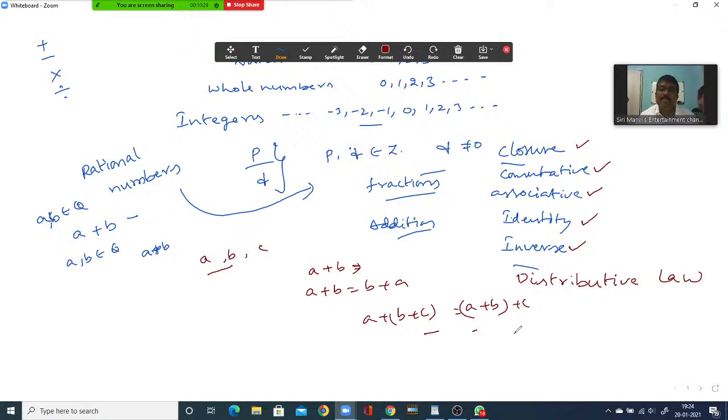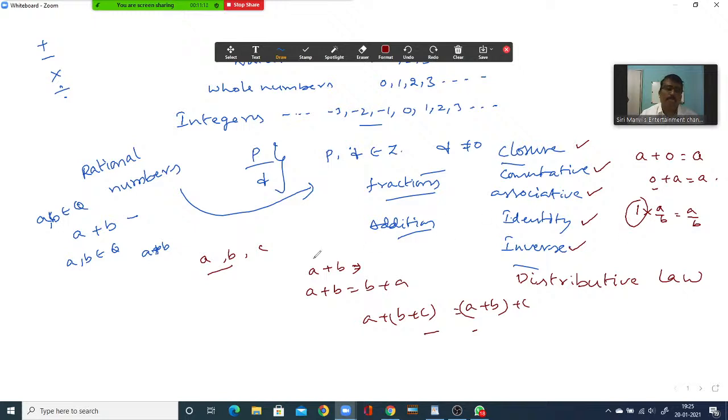Next, identity property in addition. As we already know, when we add 0 to any integer or any rational number, we get the same integer or same rational number. So A plus 0 is equal to A, 0 plus A is equal to A. So here 0 is the additive identity. In multiplication, when we multiply 1 with any number A by B, we get the same number. That's why 1 is the multiplicative identity.